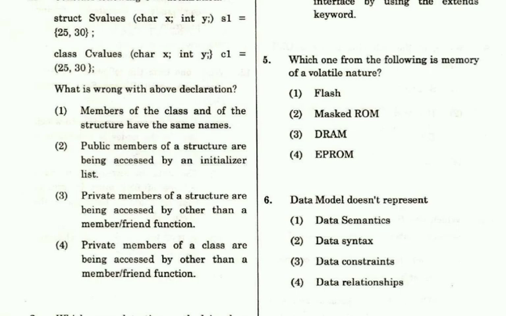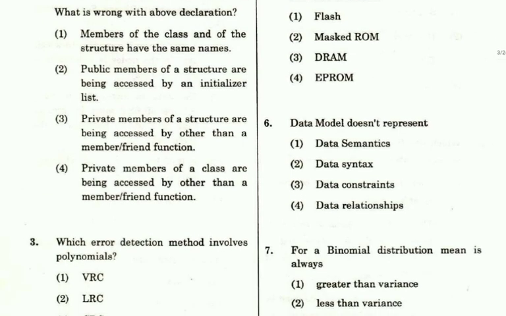RAM is a volatile memory, whereas ROM is a non-volatile memory. So here from the given options, dynamic RAM is the volatile memory. Okay. So dynamic RAM needs continuous refreshing, making it volatile. Flash, masked RAM and EEPROM are non-volatile and retain data even without the power. So option 3 is the right answer.